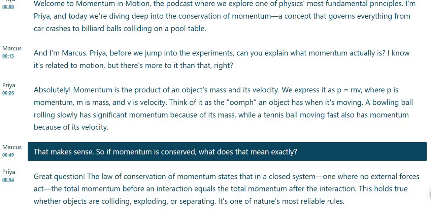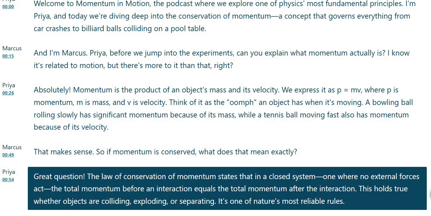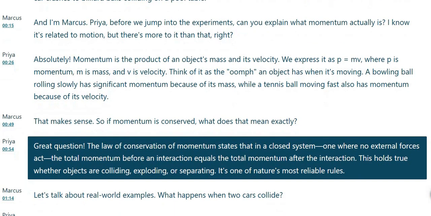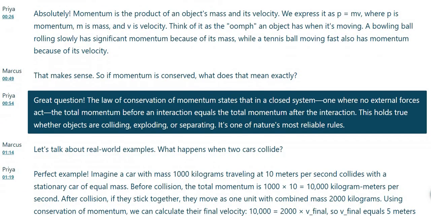That makes sense. So if momentum is conserved, what does that mean exactly? Great question. The law of conservation of momentum states that in a closed system, one where no external forces act, the total momentum before an interaction equals the total momentum after the interaction. This holds true whether objects are colliding, exploding, or separating. It's one of nature's most reliable rules.